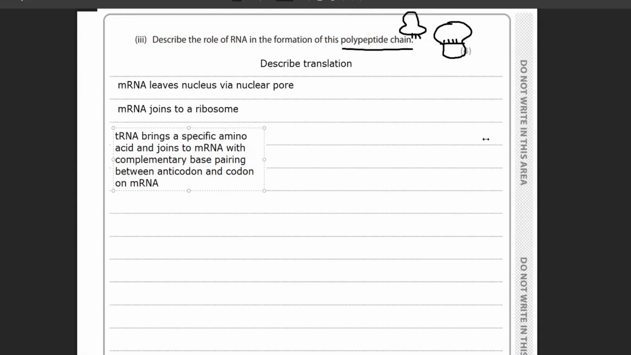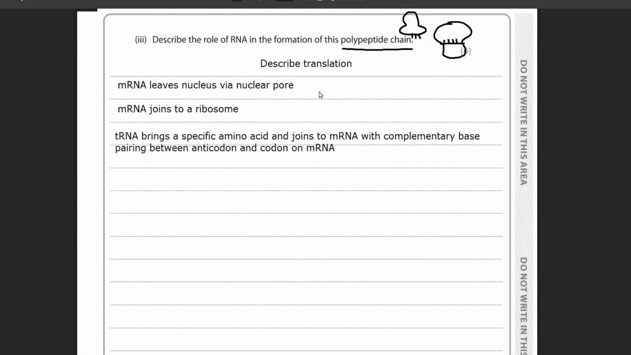Something else which I haven't mentioned here, which would have got us a mark, is that tRNA has a specific binding site that binds to the amino acid. So I didn't mention the binding site. You don't find that on mRNA. It's one of the differences between the two. tRNA has a binding site.